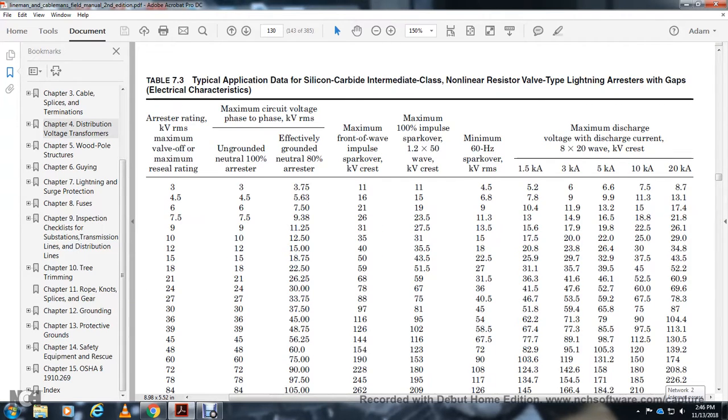Typical application data for the silicon carbide intermediate class nonlinear resistor valve type lightning arrester gaps. Arrester rating in kilovolts root mean square, maximum valve rating, and the minimum circuit voltage of the arrester on grounded neutral 100% and on ungrounded neutral 80%. Maximum front wave impulse spark-over kilovolts crest, 100% impulse spark-over with 1.2 by 50 wave in kilovolts crest, the minimum 60 hertz spark-over in kilovolts root mean squared, and maximum discharge voltage with the discharge current of 8 by 20 wave in kilovolts crest, at 1.5 kiloamps, 3 kiloamps, 5 kiloamps, 10 kiloamps and 20 kiloamps.